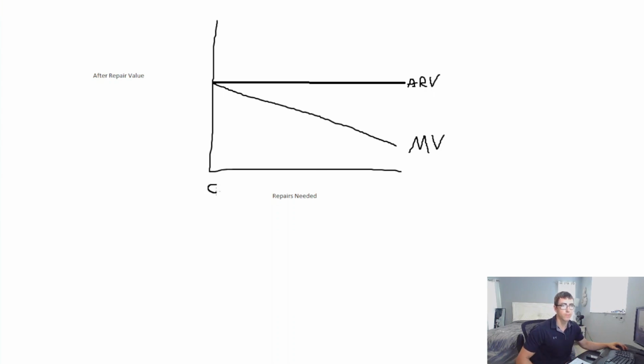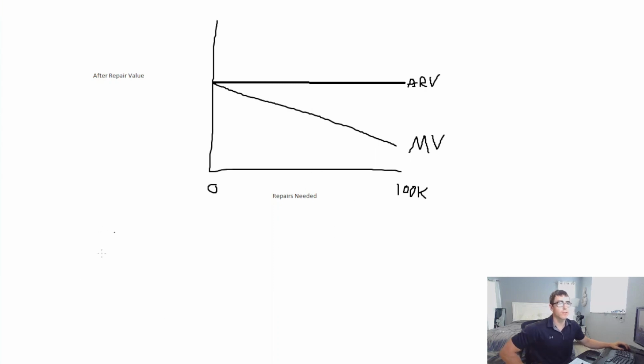So over here we have $0 in repairs. Over here, let's say that's like 100,000 in repairs. This gap gets wider and wider and wider. And this area in between these two lines, that's what the wedge is. And that is what we're going to have to take advantage of here to make some money.